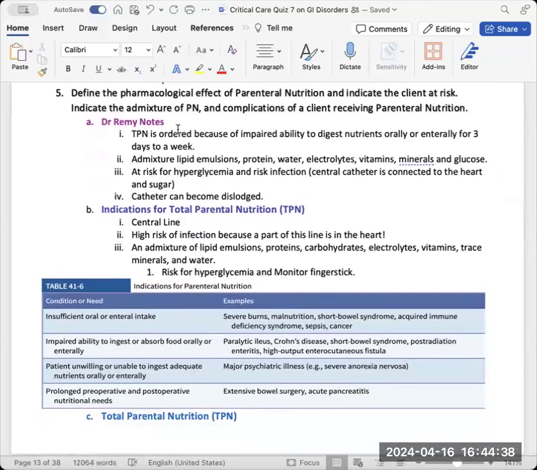Okay, the next question is to define the pharmacological effect of parenteral nutrition and indicate the client at risk. Indicate admixture of parenteral nutrition and complications of a client receiving parenteral nutrition. So, does anybody know where parenteral nutrition is going to be administered?